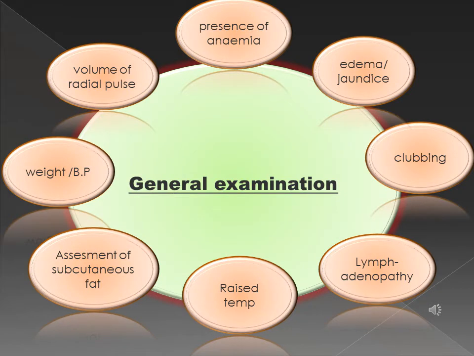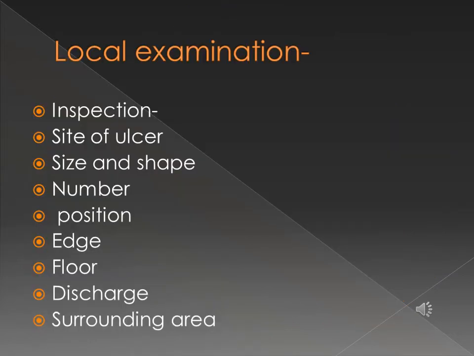Then we'll go with general examination, which includes presence of anemia, edema, jaundice, clubbing, lymphadenopathy, raised temperature, assessment of subcutaneous fat, weight, volume of radial pulse and blood pressure. Now we'll start with local examination, which includes inspection.